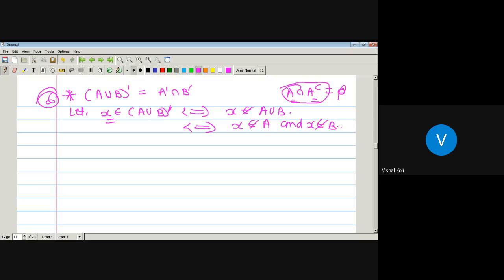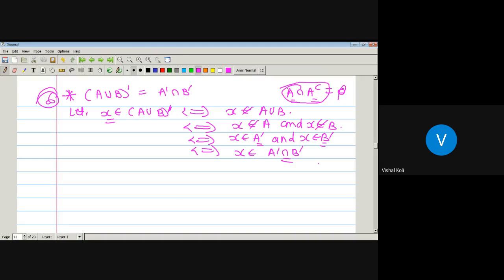Now, X is an element which is not belonging to A and not a member of B also. Therefore, it must be belonging to their complements. X is belonging to A complement and X is belonging to B complement. By the definition of intersection, X must be belonging to their intersection, which implies X belongs to A complement intersection B complement. Therefore, we have taken one element X from the complement of A union B, and it is belonging to A complement intersection B complement.